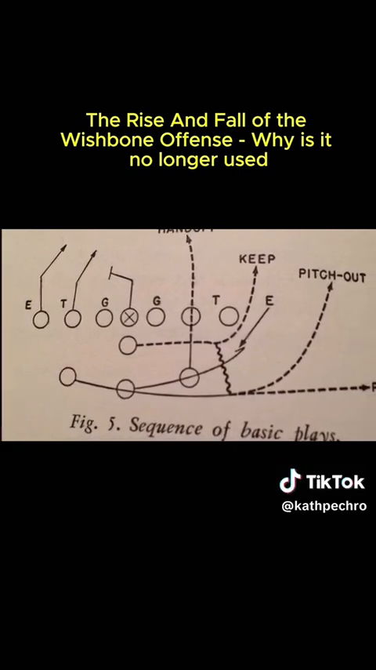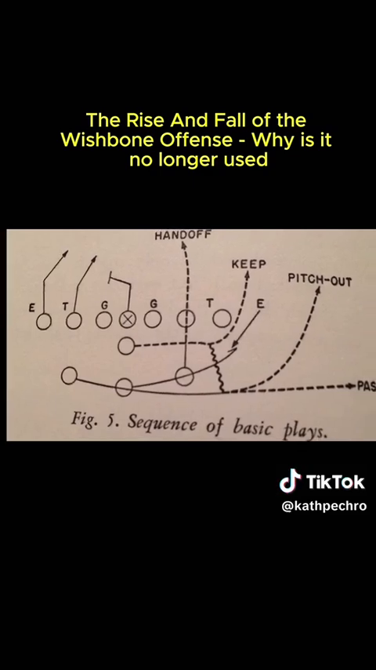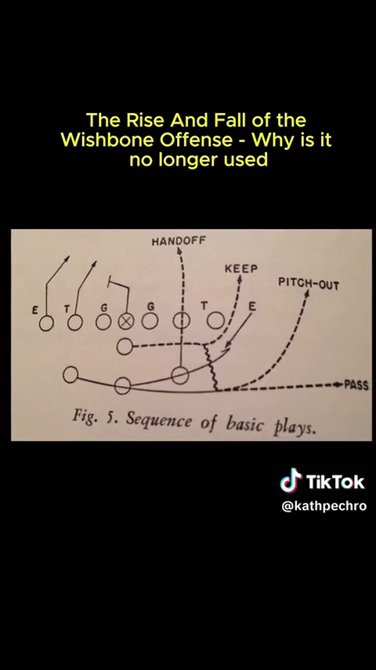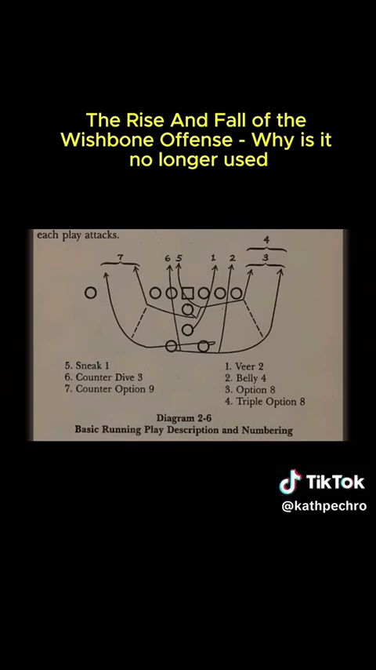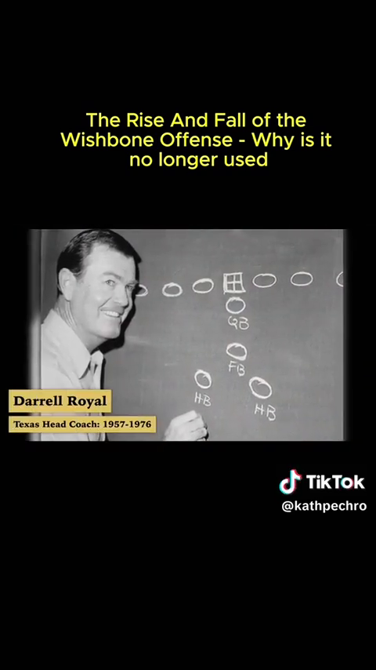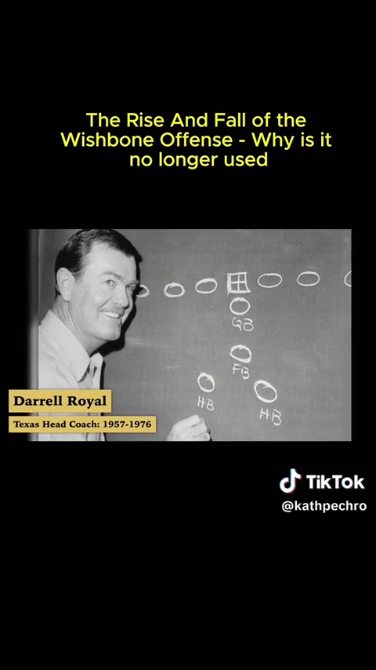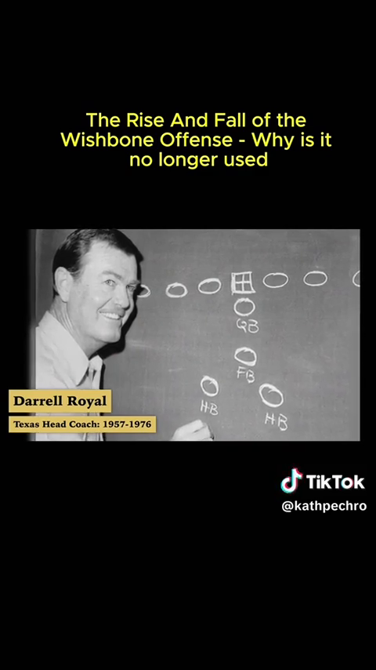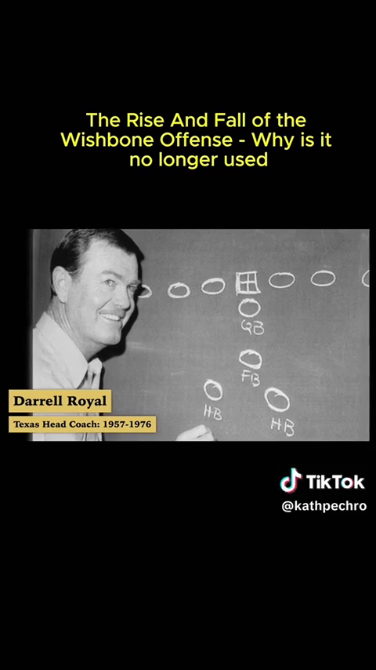Bellard's brainchild was a variation of the split T and veer offenses, but instead of 2 running backs, Bellard lined up 3 backs in a Y shape or wishbone behind the quarterback. This created a new form of triple option attack. When Bellard presented his formation to Darrell Royal, the Texas head coach was intrigued but hesitant. Still, Royal gave him the green light to test it out during the 1968 season.